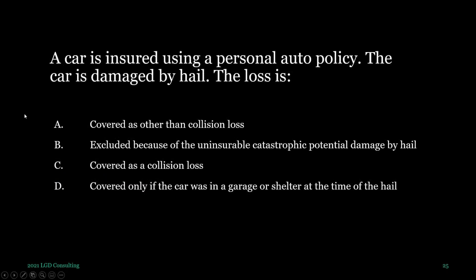The car is insured using a personal auto policy. The car is damaged by hail. The loss is covered as other than collision. So remember, other than collision, in the real world, we call this comprehensive coverage. Something hit you. So hail hit you. You didn't drive into the hail, so it's not a collision claim. The hail hit you. That's why it's other than collision.